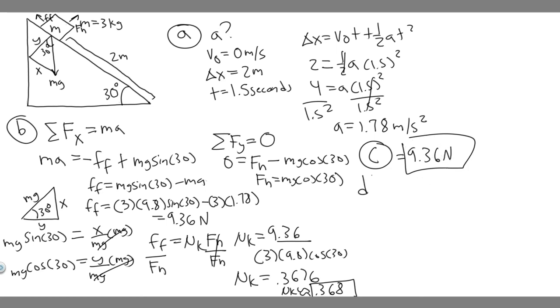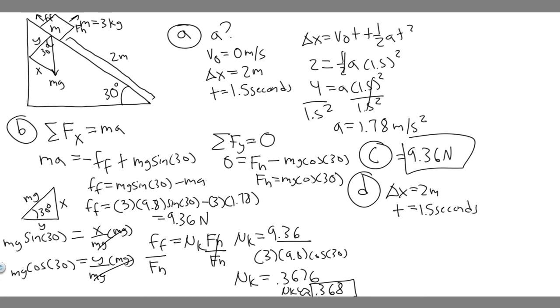Now let's do D. For D, what we're trying to do is find the speed of the block after it slid 2 meters. For A, we used kinematic variables to solve for the acceleration, and now we can solve for the velocity at the end of the incline. So what are the variables we know? We know how far it's traveling during this interval, 2 meters. We also know the time, which is 1.5 seconds. We also know the acceleration, and we know its initial velocity.